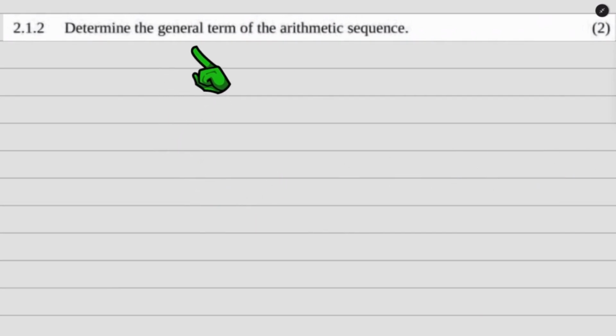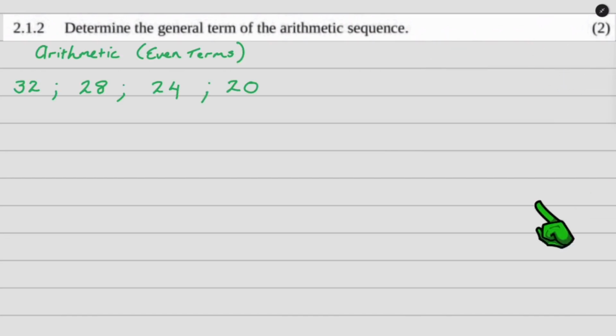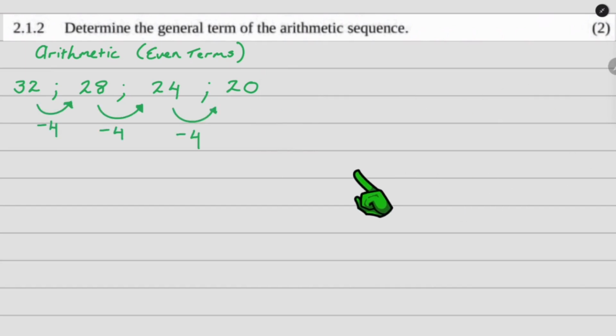Next up, we need the general term of the arithmetic sequence. So let's go grab the arithmetic sequence that we sorted out earlier. Okay, so once we've got that, let's get our constant difference. It looks like I'm subtracting 4 every time, so that will be our constant difference. And now we can just grab our formula and get the general term.